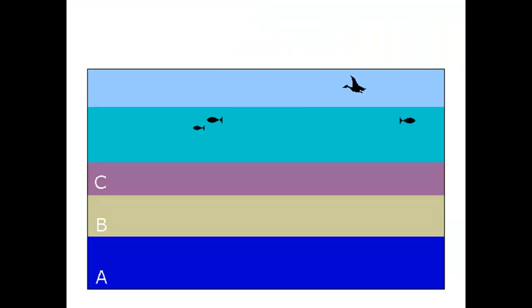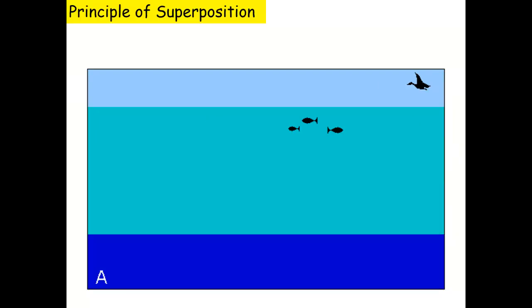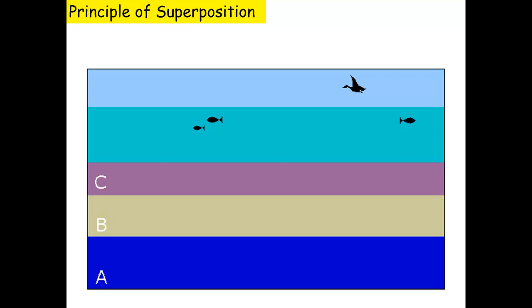Another principle that arises from the way in which sediment is deposited in a basin is the principle of superposition. The principle of superposition simply says that when sediment gets deposited, it gets deposited from the bottom up, so that the sediment on the bottom of a stack of sediments here must be older than the sediment above it. So A must be older than B, must be older than C.